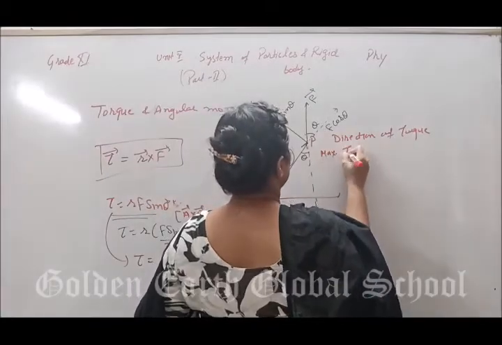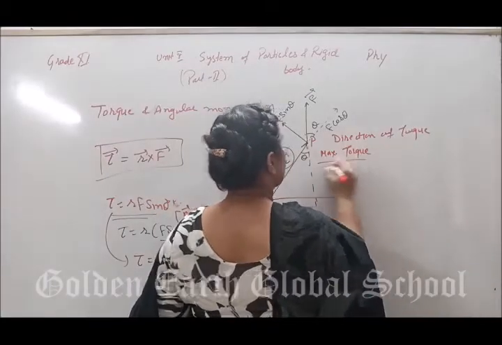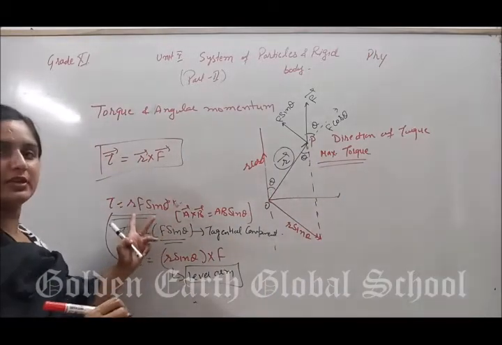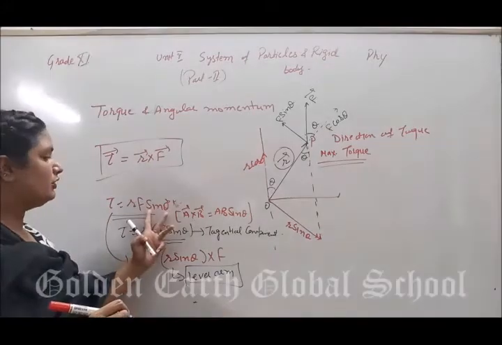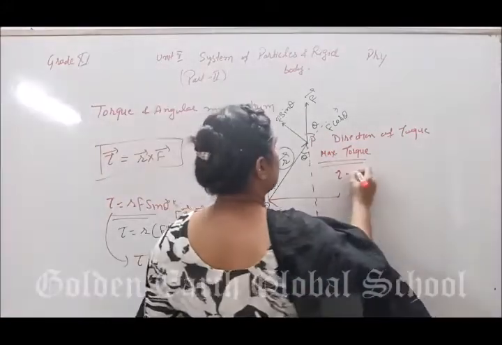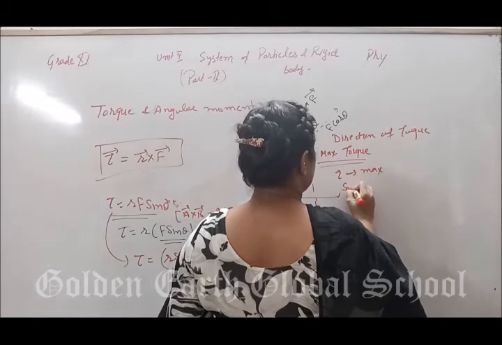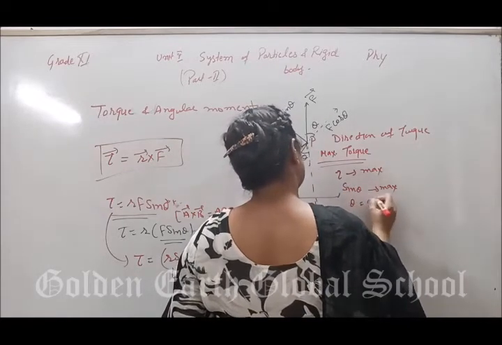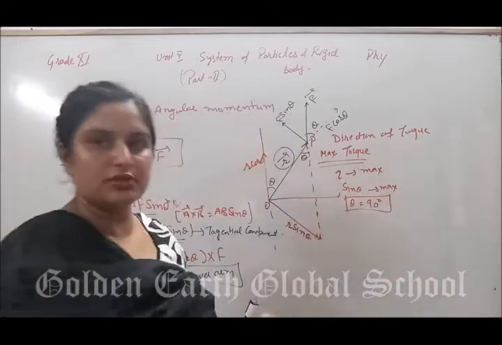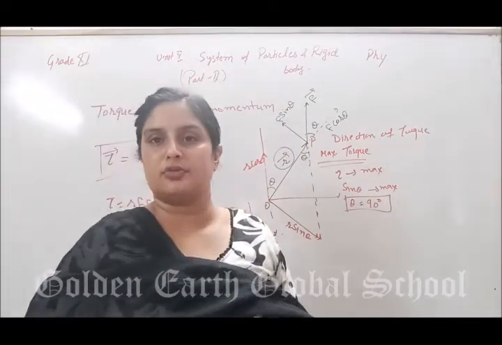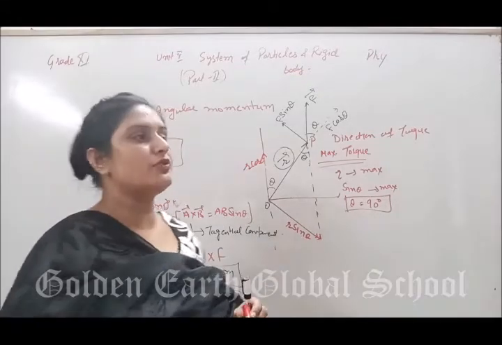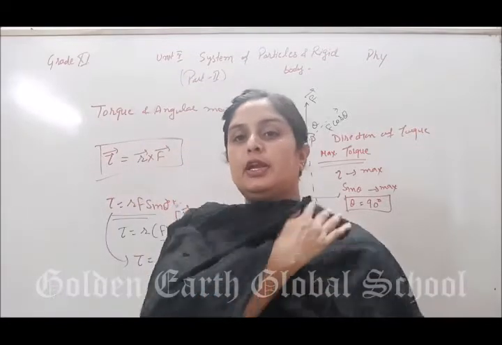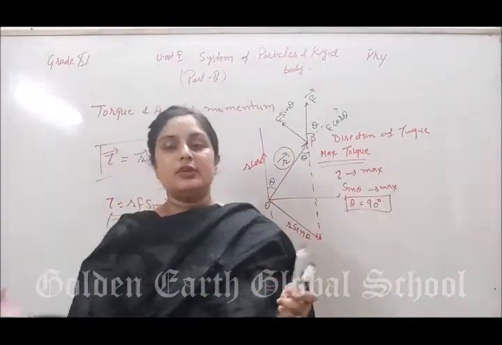Next come to the maximum torque and minimum torque. Torque will be maximum when sin theta is maximum. Torque is given by RF sin theta, so the value depends on sin theta. The torque is maximum when sin theta is maximum, and sin theta maximum means theta is 90 degrees. That's why whenever you open a door, we always apply force perpendicular to the door. When we apply force perpendicular to the door, we can easily open the door.